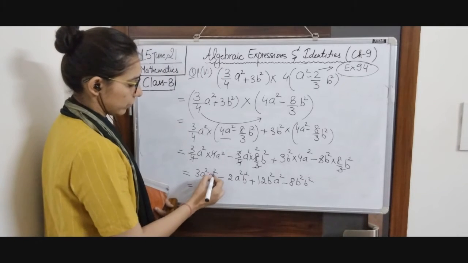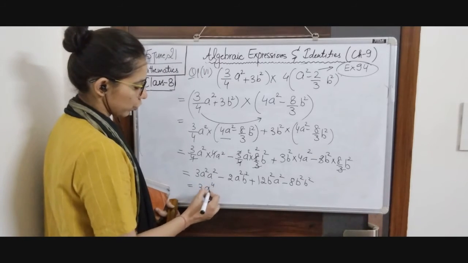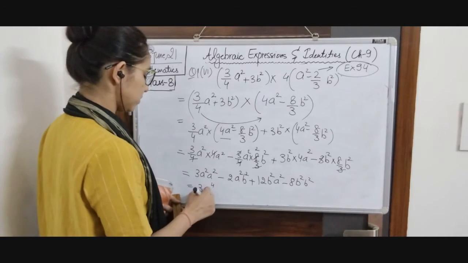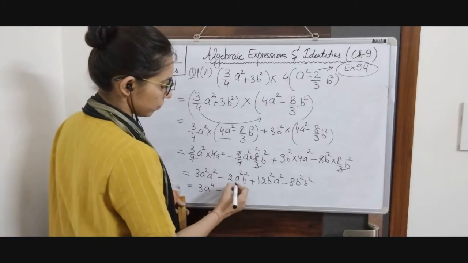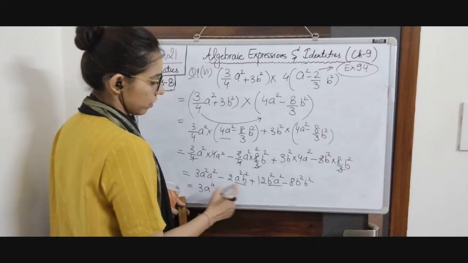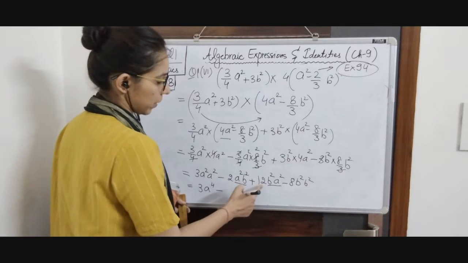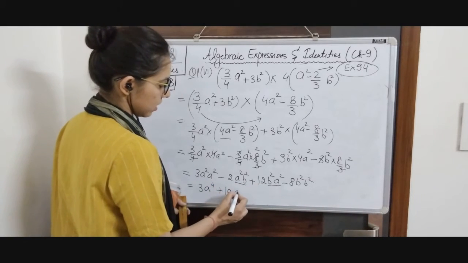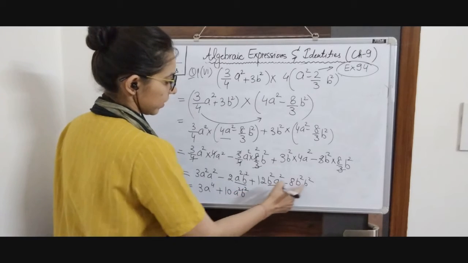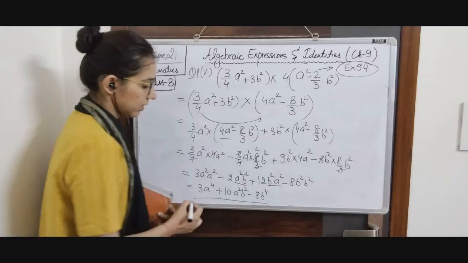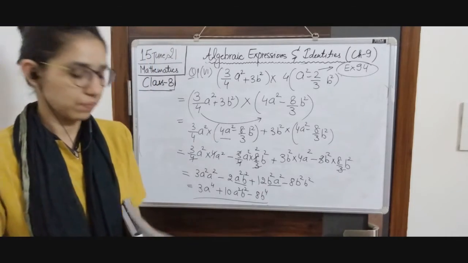A square into a square is going to be a to the power 4, because power get added when we are multiplying the variables. Now these are like terms, a square b square, a square b square. So we will calculate the coefficient. Plus 12 minus 2, it is going to be plus 10 a square b square, and this term is going to be minus 8 b to the power 4, and this is going to be our answer.